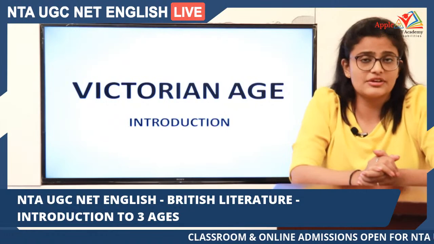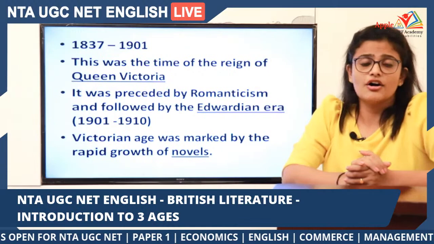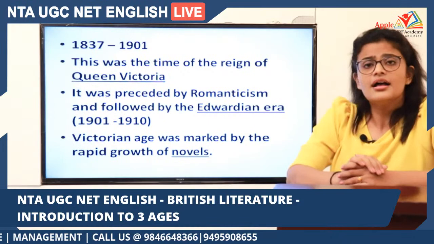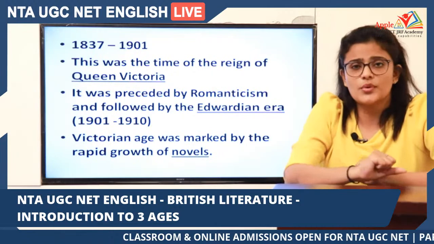So the Victorian Age spans from 1837 to 1901, because this is the period of Queen Victoria, or you could say that this is the reign of Queen Victoria. Of course, the Victorian Age was preceded by the Romantic Age and followed by the Edwardian Era. Or you could find that the Victorian Age is actually a movement, an initiation to modernism, where people started to move away from all their traditional beliefs and patterns.